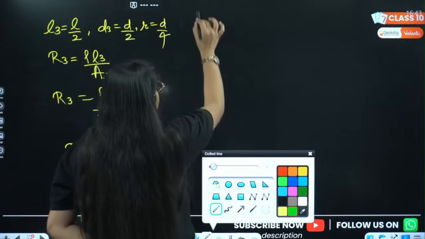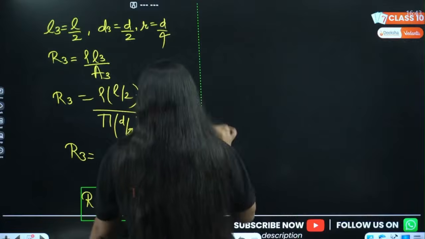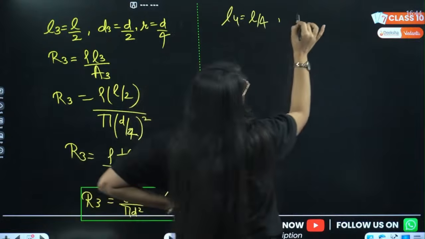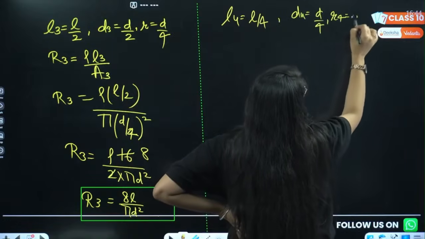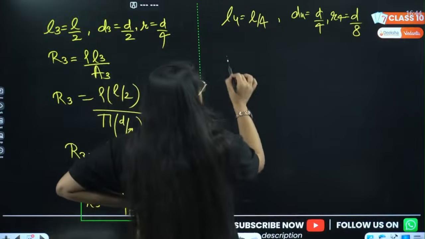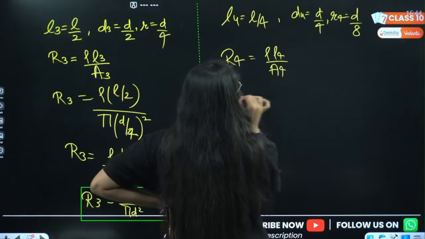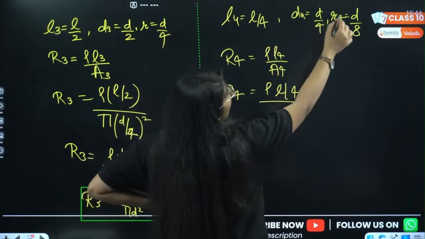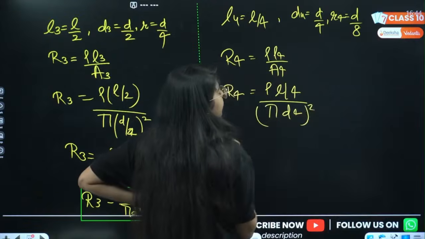R4, the last resistance, what is given? L by 4 and D by 4. L4 is L by 4, D4 is D by 4 and r4 is D by 8. इतना तो समझ में आ रहा है? Okay, then R4 is rho L4 by A4. That means R4 is rho into L by 4. A4 is pi r4 square. Correct?